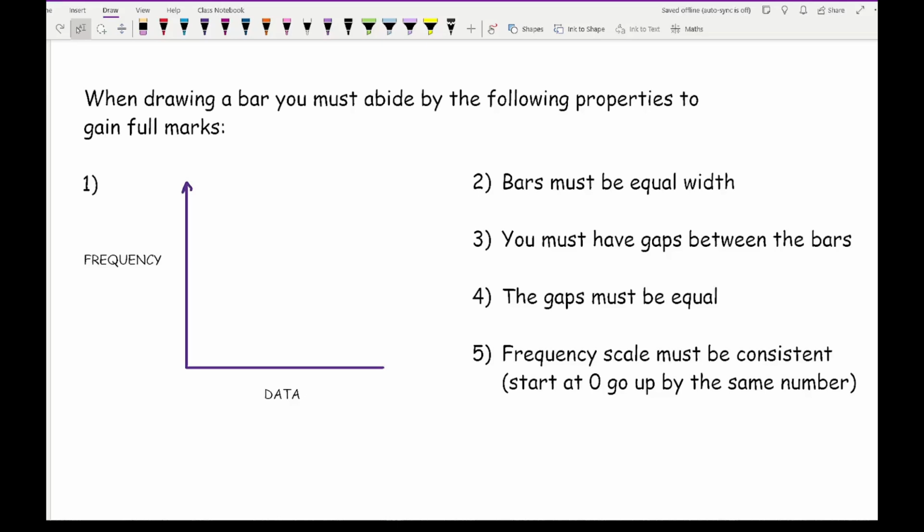Now, when drawing a bar chart, you must abide by the following properties to gain full marks when constructing a bar chart. Now, the first thing is that the frequency always goes along the vertical axis, or the y-axis as you could call it. And the data or the categories always goes along the horizontal axes.